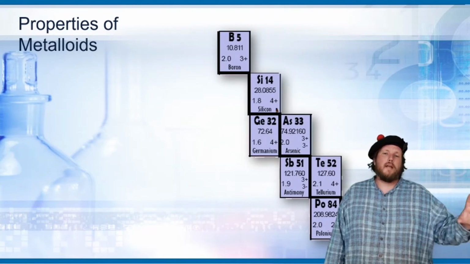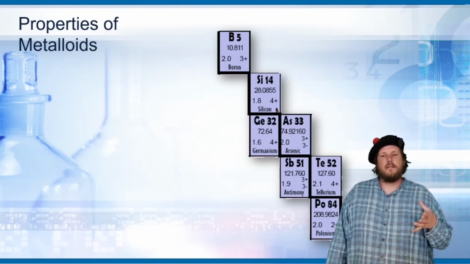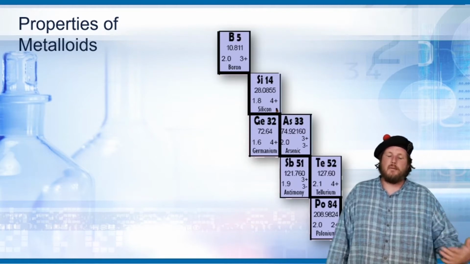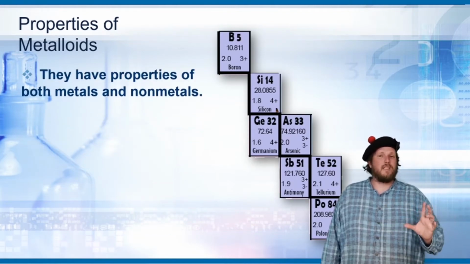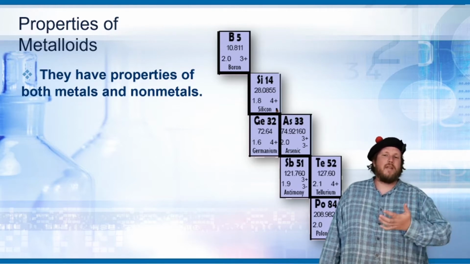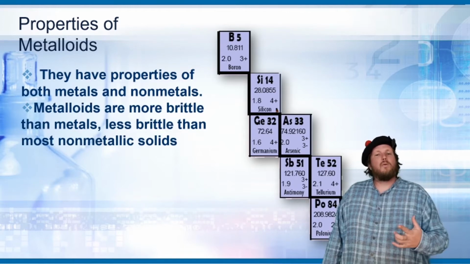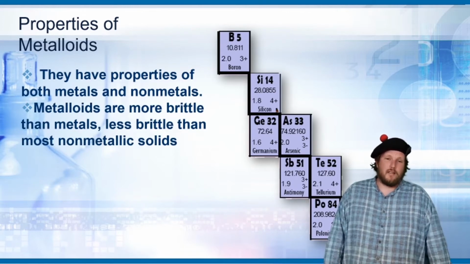There's metalloids, so there's a stair step going down the periodic table. You have boron, silicon, germanium, arsenic, antimony, tellurium, and polonium. They have properties of both metals and nonmetals. They behave a little bit like both, and depending upon which one, that determines how they behave more. Metalloids are more brittle than metals, but less brittle than most nonmetallic solids.